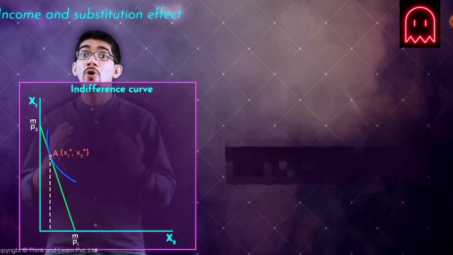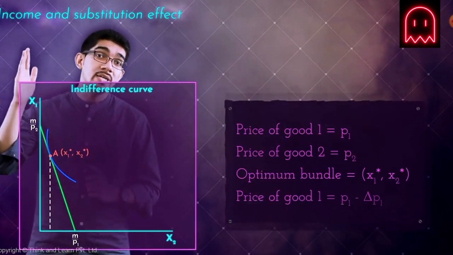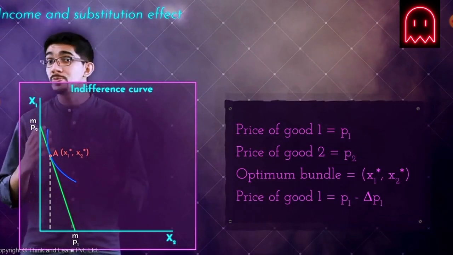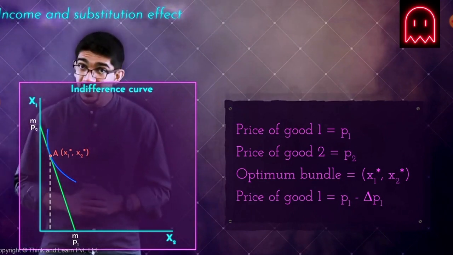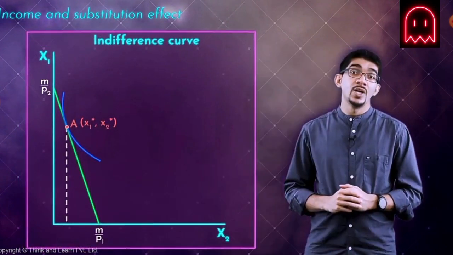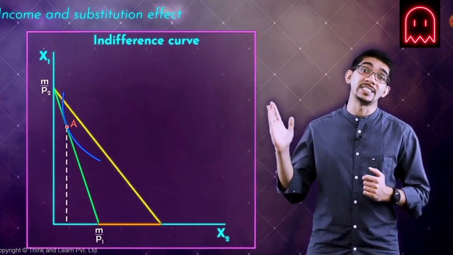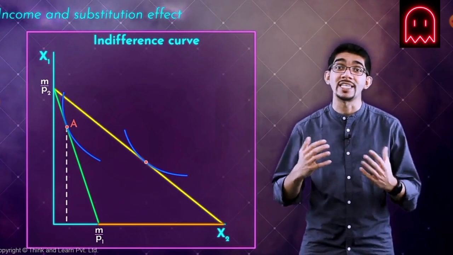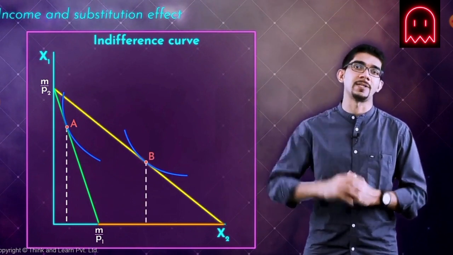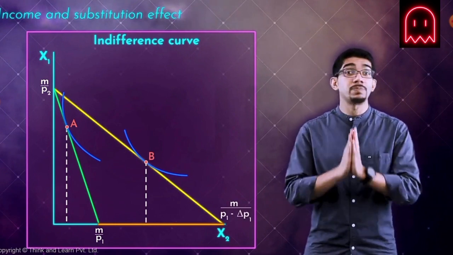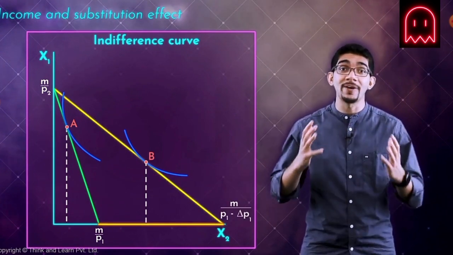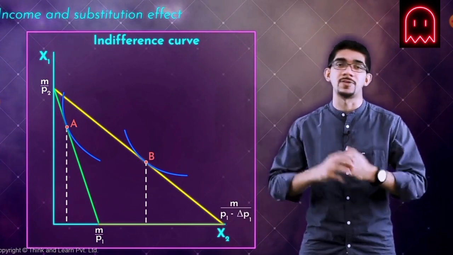Now consider a fall in the price of good 1 by the amount delta P1. The new price of good 1 is P1 minus delta P1, right? Overall, the budget line has shifted. Let's plot the new intercepts and draw the new budget line. This shift here is as a result of the price change. The price change actually has two effects which is captured inside this shift.